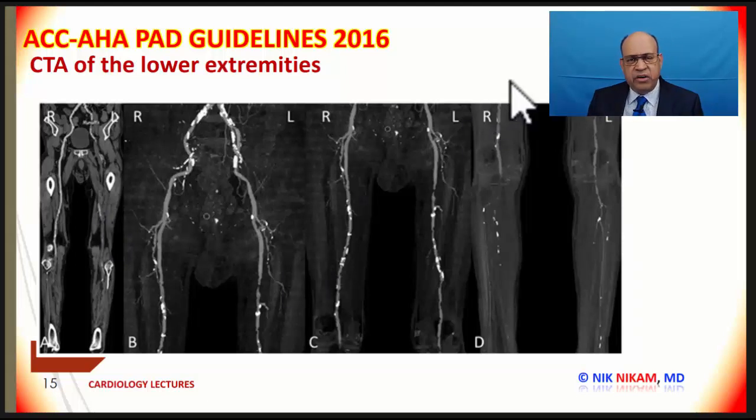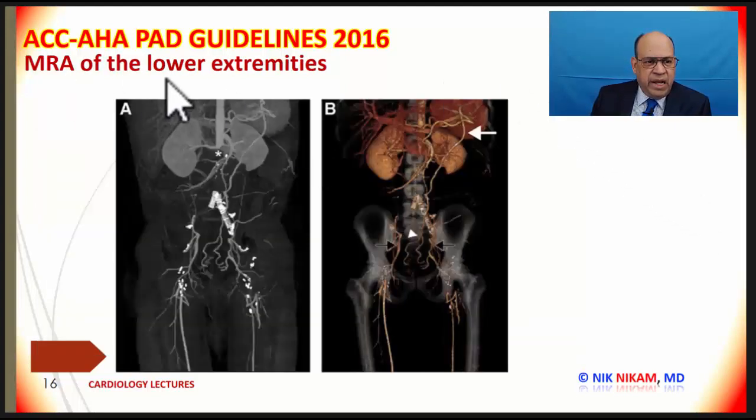So CT angiography is exceedingly useful in diagnosing the presence, the location, and the severity of lesions in patients with peripheral arterial disease. Similarly, MRA is also an extremely important tool in diagnosing peripheral arterial disease. With a single study, we can do the MRA of the abdomen and the lower extremities all together.